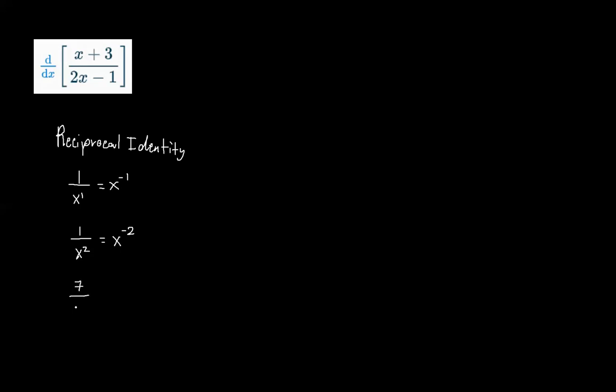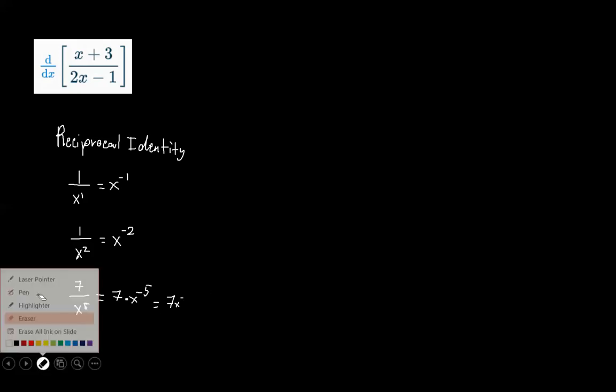So how about 7 over x raised to 5? I want to put x raised to 5 on the top. So this would be, copy the 7 times x raised to negative 5. So this would be just 7x raised to negative 5. That's it. All right. Wait, let me fix this, because this is obviously not 5.